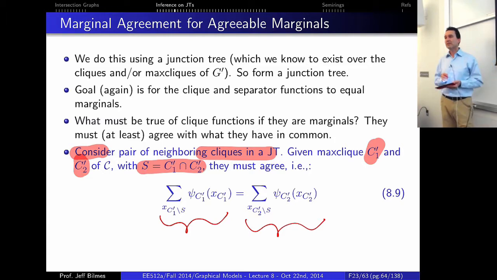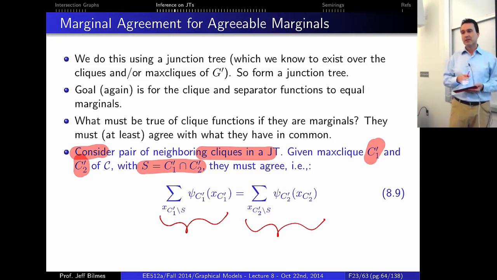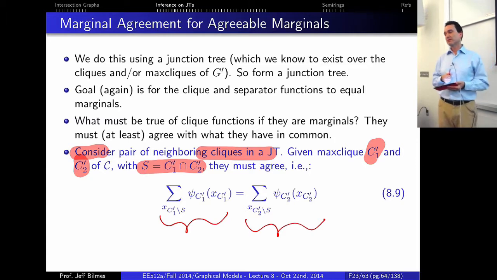So anybody have any questions on this? Yeah. So could they be equal and not be the marginals then? They could be equal and not be the marginals. But if they're marginals, they must be equal. So I'm saying that it's a necessary condition for them to be marginals, not a sufficient condition.